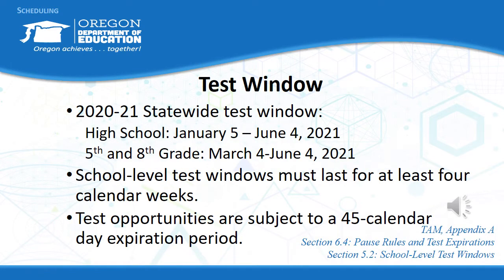Test window. The 2020-2021 test window for high school is January 5th through June 4th, 2021. The 5th and 8th grade test windows are from March 4th to June 4th, 2021. School-level test windows must last for at least 4 calendar weeks. For more information about school-level test windows, please refer to Module 1, Test Coordinator Training, and Section 5.2 of the Test Administration Manual. Each test opportunity is subject to a 45-day expiration period, which begins the moment the student first logs into the test.